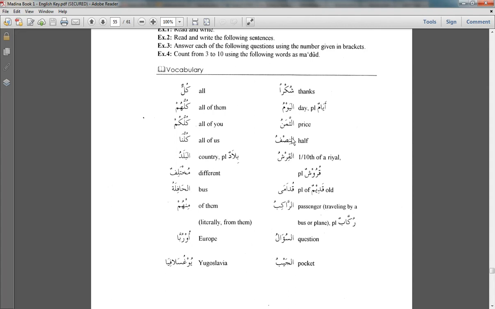Al-thamanu, price. Al-nisfu, half. Al-qirshu, 1/10 of a riyal. Qudama, plural of qadim, old. Al-rakibu, the passenger traveling by bus or plane. Rukabun is the plural. Al-su'alu, question. Al-jaybu, pocket.